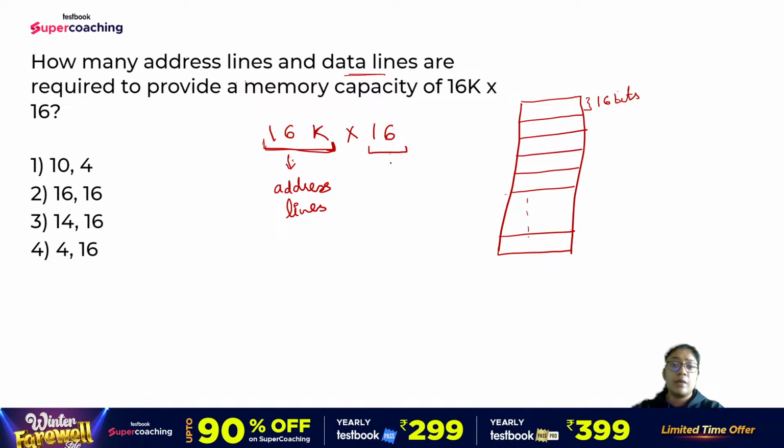I have given enough hints. After this I can only tell the answer. The size of the word will tell you the data lines. Come on, 16K is nothing but 14 and 16. Very good, Arun.